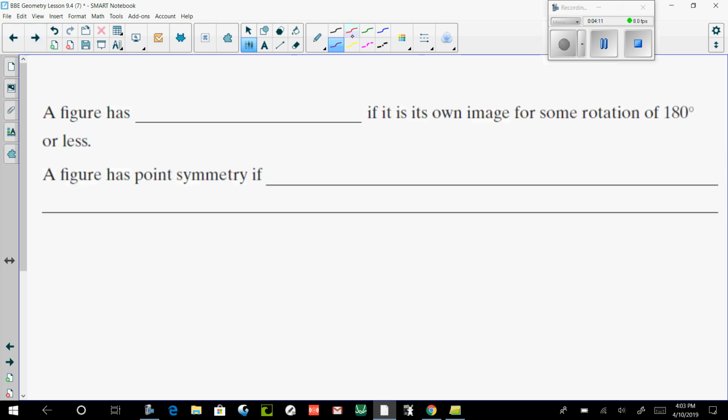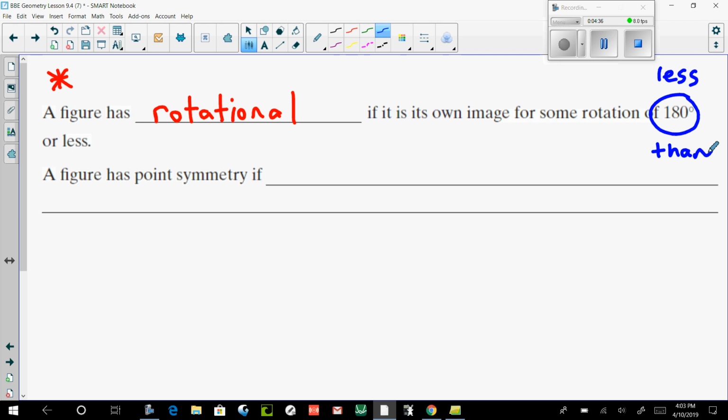This slide right here is the most important by far to tune into at home. A figure has rotational symmetry if the figure can be rotated onto itself for some rotation of 180 degrees or less. So we have to be 180 degrees or less or it's not considered rotational symmetry. Let me explain again.